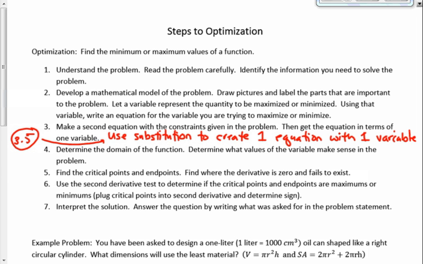So we've been asked to design a 1 liter or 1,000 centimeters cubed oil can shaped like a right circular cylinder. And what are the dimensions that will use the least material? So we provided you with 2 equations that we should know from geometry. So here they are for us. So step 1, understand the problem, read the problem carefully, and identify the information you need to solve the problem.